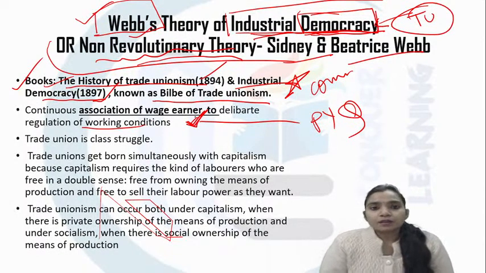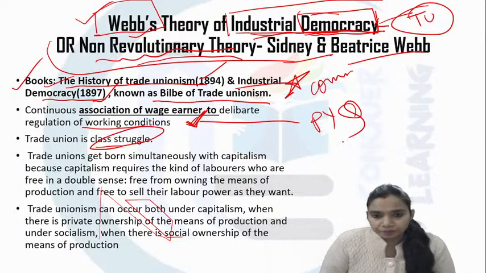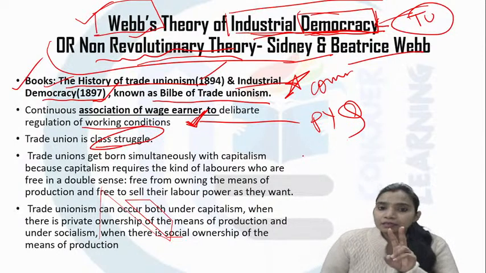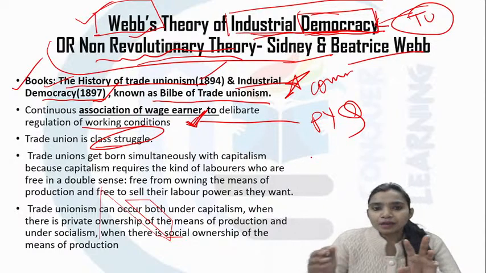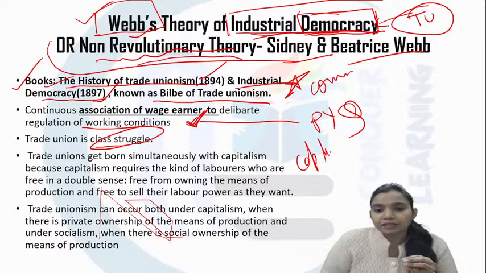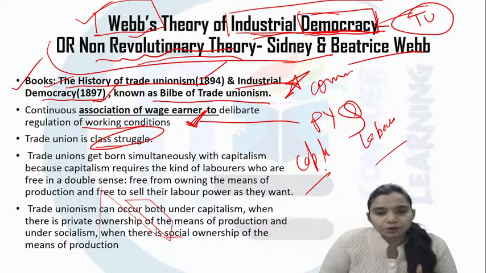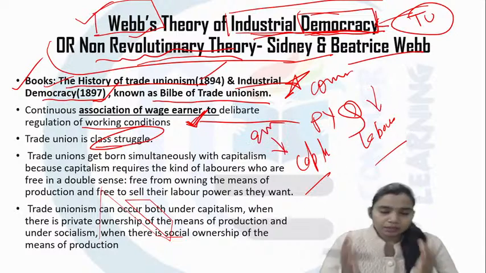According to Webb, trade union is class struggle. Now, what is class struggle here? There are two important classes, the capitalist and the labor. Two classes: capitalist and labor. Who are the capitalists? The employer. Who are the labor? The employees.